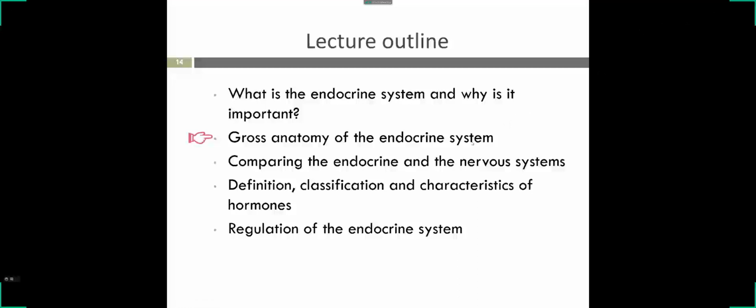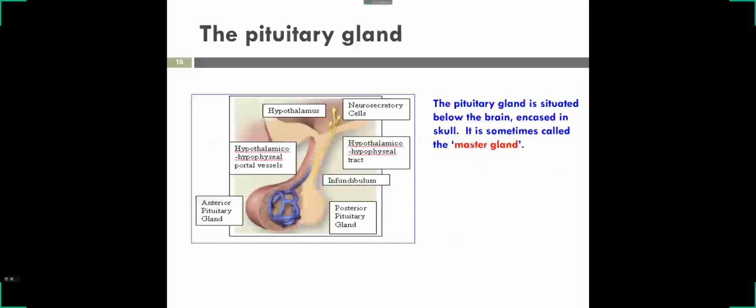So let's talk a little bit about the gross anatomy of the endocrine system. This is the pituitary gland. So it's situated just below the brain, and it's encased within the skull. It's sometimes called the master gland.